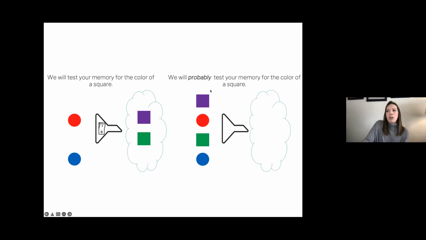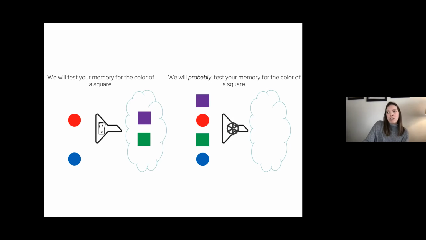If, for instance, I were to give you these same 4 pieces of information, but I instead tell you, we will probably test your memory for the color of a square, how does this filter operate under these conditions of uncertainty? If this filter really is a simple in or out, on or off type of filter, then what we should see is that even under uncertainty, we always encode those squares and we never encode those circles. We take our best guess at what's going to be important, and then we apply that filter all or nothing.